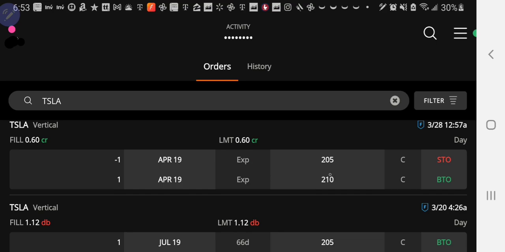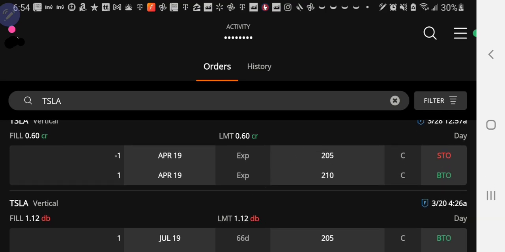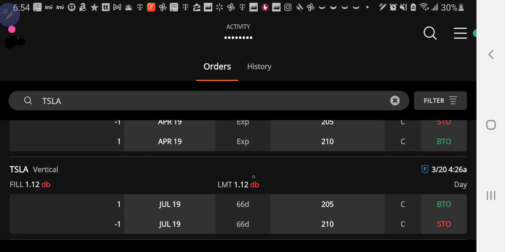Basically, it's just the difference between these two. 210 minus 205 is 5. 5 times 100, the multiplier for options, is 500. 500 minus this 0.6 times 100, which is 60, so I had to put up $440 of buying power. Now, that doesn't mean that I am basically risking 440 exactly. And it's only because of this position here.